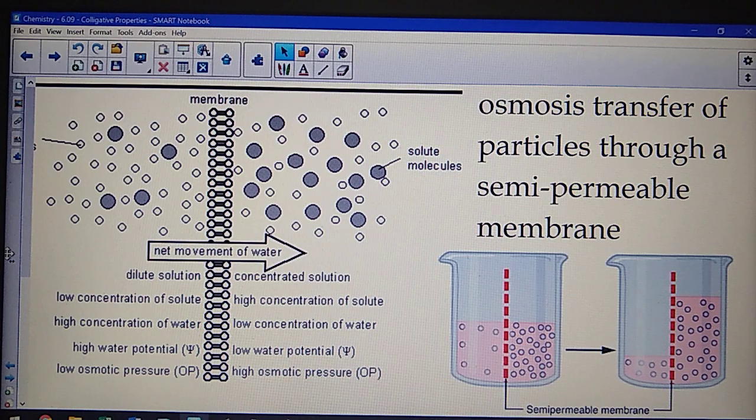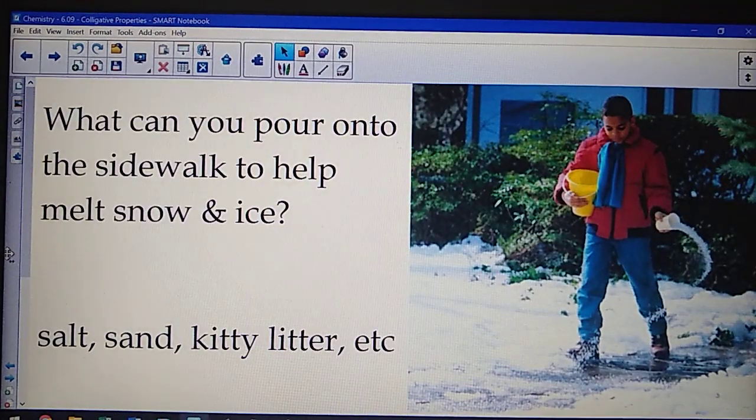What I'd like to discuss more is why would you pour stuff on the sidewalk to help it melt? And in fact, what would you pour? Well, we can pour anything on the sidewalk to help melt the ice.